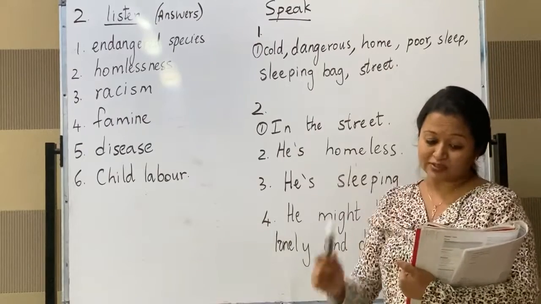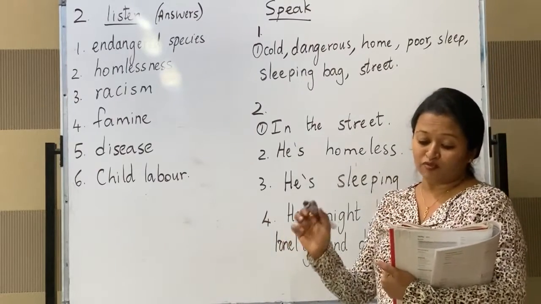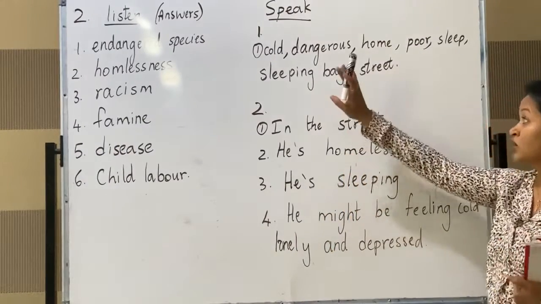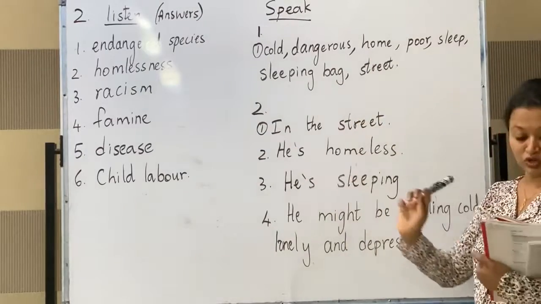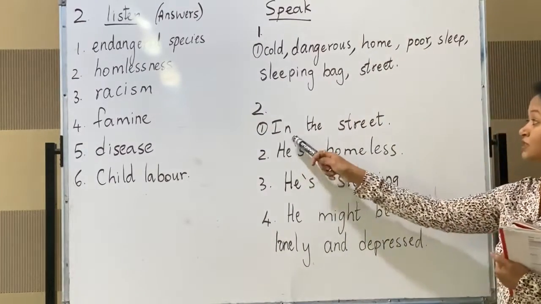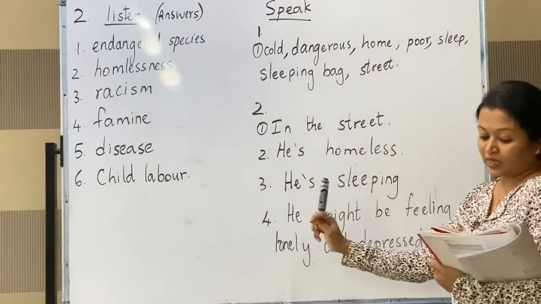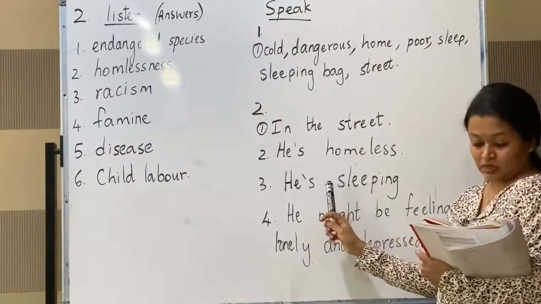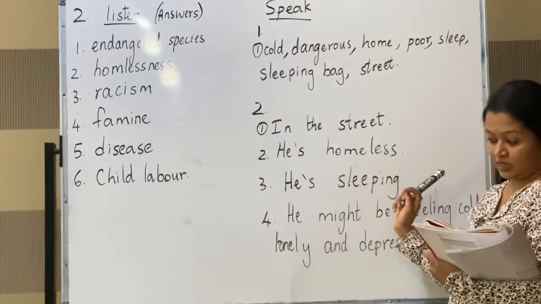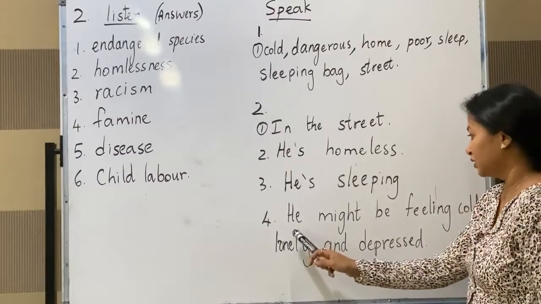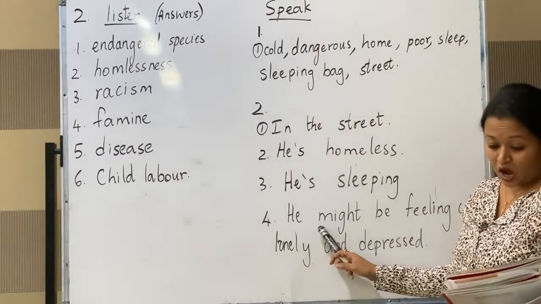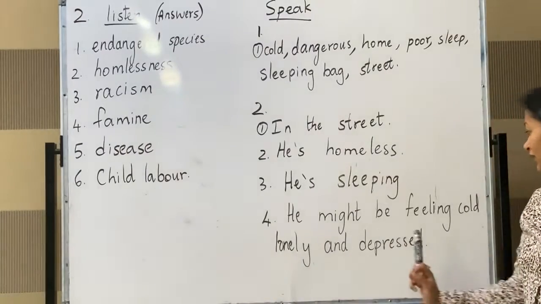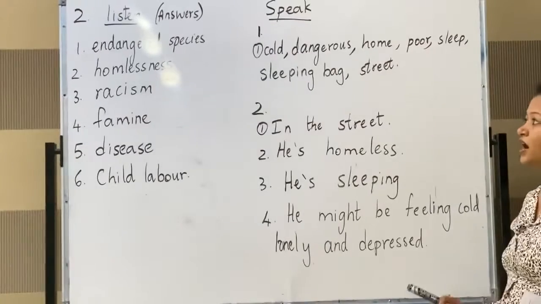Now the second one is answer the questions about photo 1, use the words in the exercise to help you. Now we are only taking photo number 1 in both, alright? Now in the photo number 1 it says where is he? He is in the street. Then why is he there? Because he is homeless. And question number 3 is what is he doing? He is sleeping. And the question 4 is how do you think he is feeling? He might be feeling cold, lonely and depressed. So these are the answers.